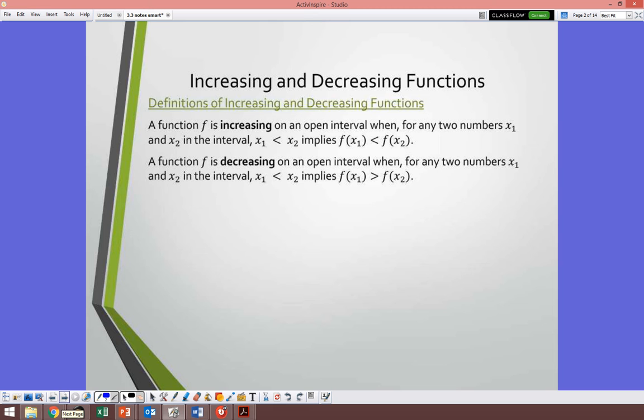All right, so increasing and decreasing functions. Definition of increasing and decreasing function. A function is increasing on an open interval when, for any two numbers x1 and x2 in the interval, where x2 is greater than x1 implies that f of x2 is going to be greater than f of x1. Okay, a function is decreasing if that is just backwards.